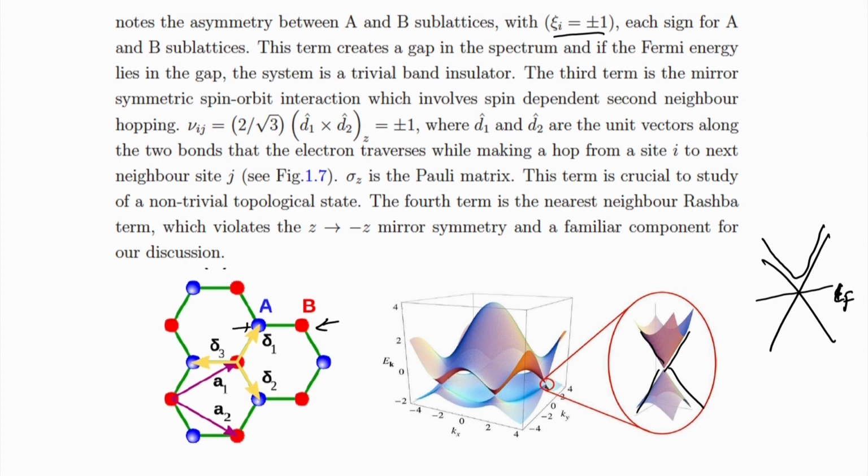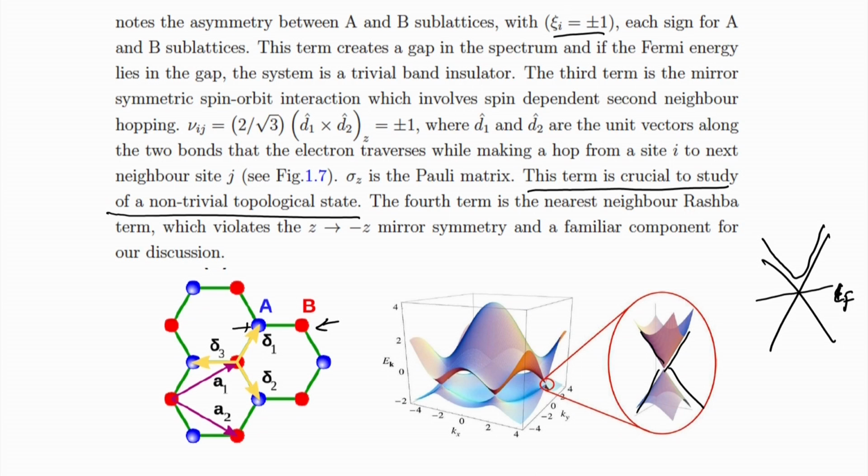So, the third term is the mirror symmetric spin orbit interaction, which involves spin dependent second neighbor hopping with a complicated form for nu ij, not too complicated, I will show what it is, which also could be plus or minus 1 depending upon the d1 and d2 vectors, which are unit vectors going from site i to site j, but site j is not the nearest neighbor, it is the next nearest neighbor term. Sigma z is of course the Pauli matrix, and this term is the most crucial term for getting a non-trivial topological state, which we are always aiming at.